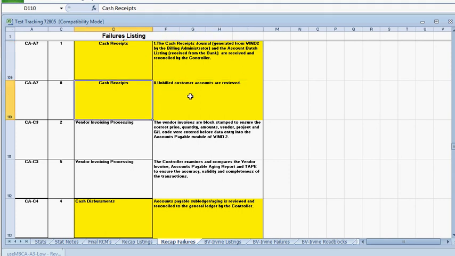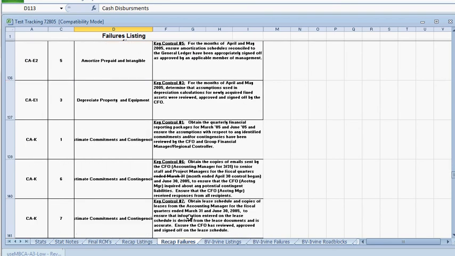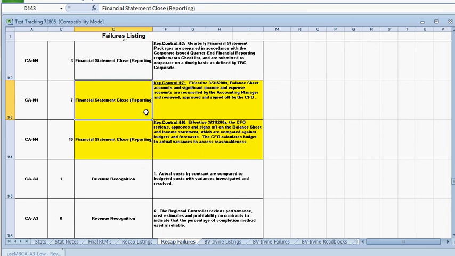And for cash receipts, unbilled customer accounts are also reviewed, and quite often that doesn't get done, where the unbilled people are not looked at correctly. And then for the cash disbursements itself, what comes up a lot is the accounts payable subledger, the aging area again, and the payable is reviewed and reconciled to the general ledger by the controller or the person in charge of that. Financial statement close on the reporting side: this is always important for pretty much every company, where the balance sheet accounts and significant income and expense accounts are reconciled by your account manager, whoever, and reviewed, approved and signed off by the CFO, whoever the finance manager is.